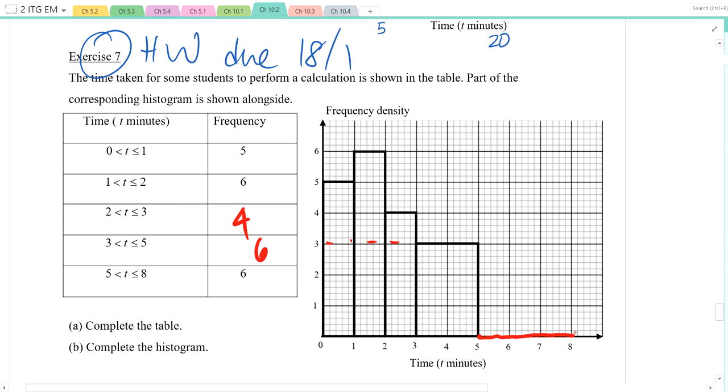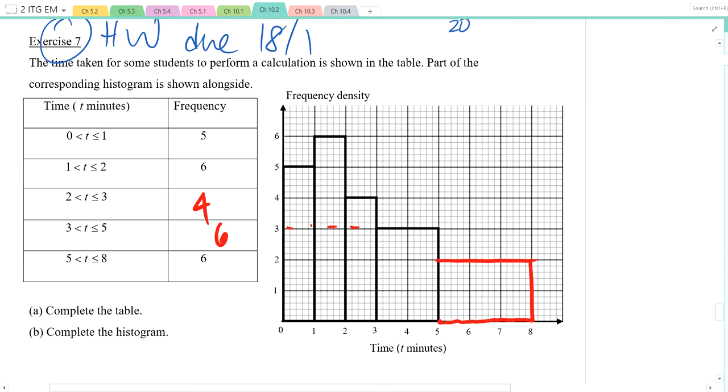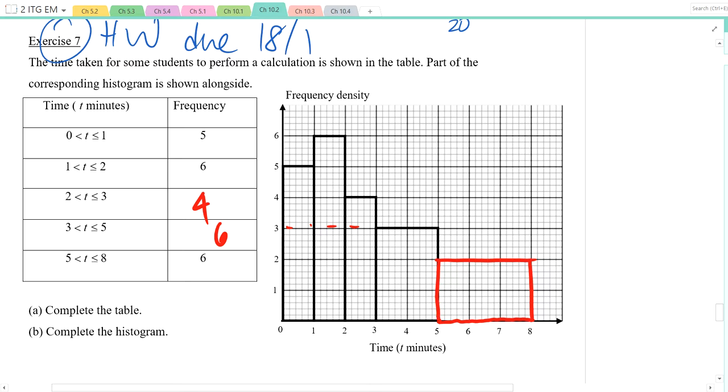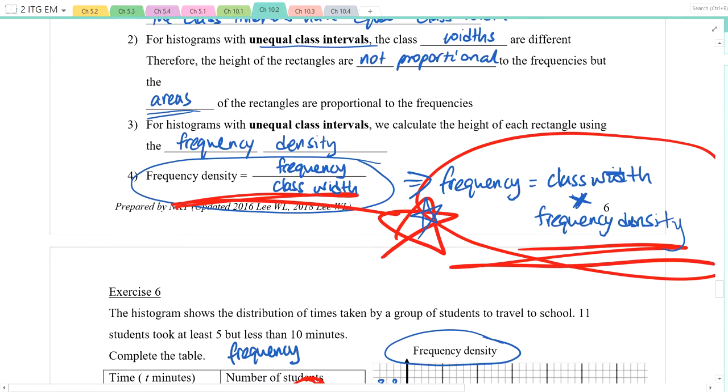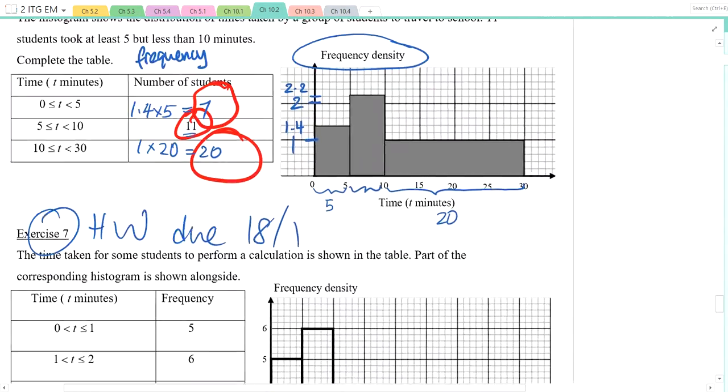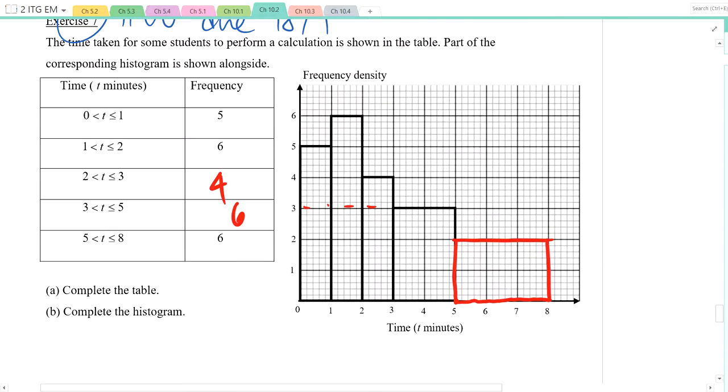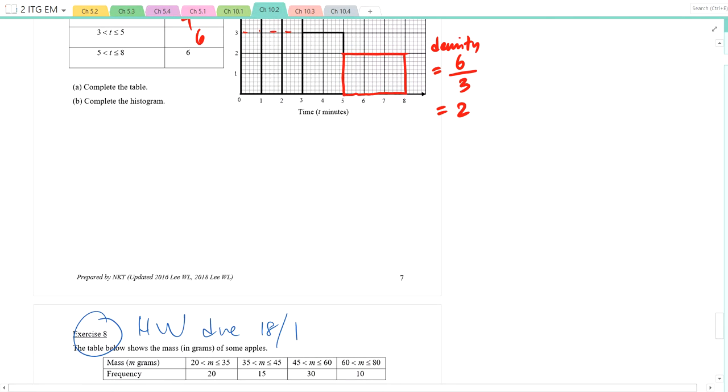Why 6? Because 6, which is the frequency, is supposed to be the area. So the area divided by the class width of 3, we obtain density of 2. Okay? So this is what we have for the last rectangle. We can also use our formula. Density is frequency divided by class width. So density equals frequency of 6 divided by class width of 3 to get 2. Of course, you must be using a ruler.